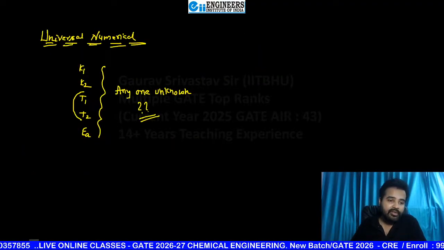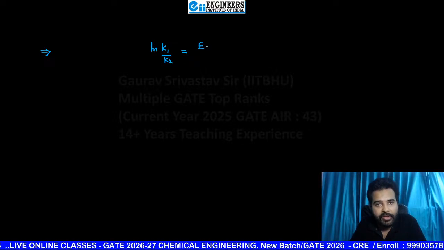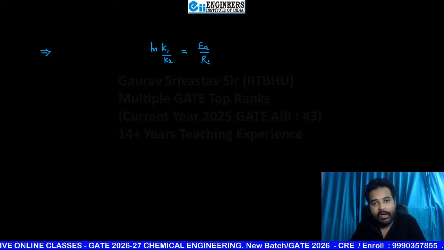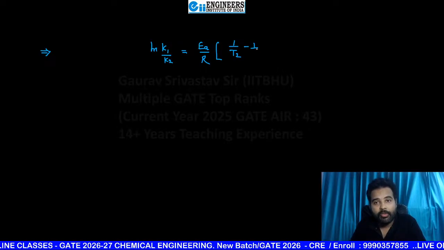So the complete equation, I am going to give you: ln of k1 by k2 can be written as E A by R, and here, my dear student, this is 1 upon T2 minus 1 upon T1.